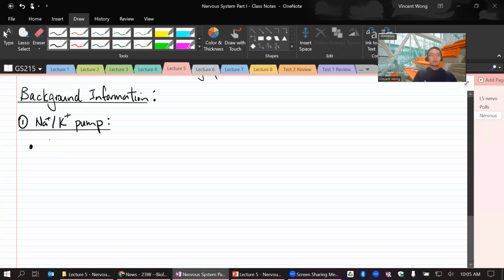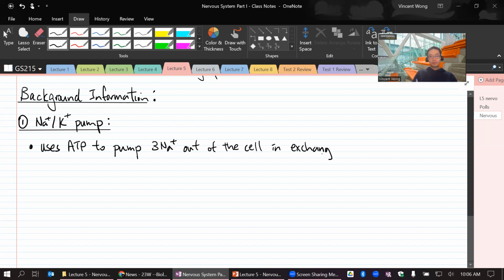Okay, so just to quickly recap, it uses ATP to pump 3 sodium out of the cell in exchange for 2 potassium into the cell.